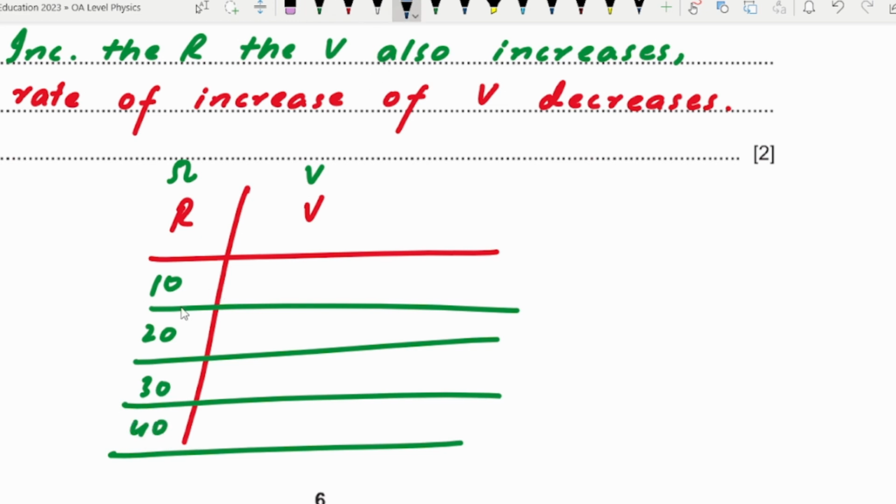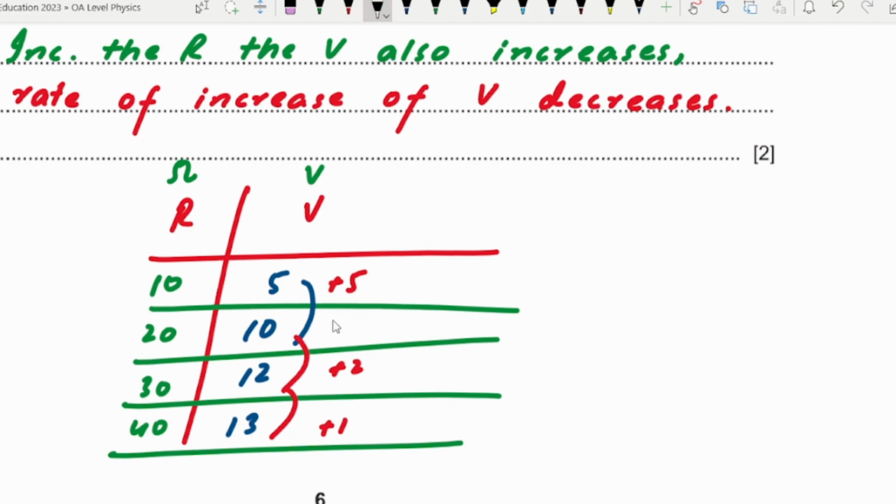So when the resistance was 10, the voltage was 10. Let's make it a little bit different. The voltage was 5. When the resistance was 20, the voltage was 10, and then it was 12, and then it was 13. So what do you see? Initially the change was plus 5, and then plus 2, and then plus 3, plus 1. So your voltage is being increased.